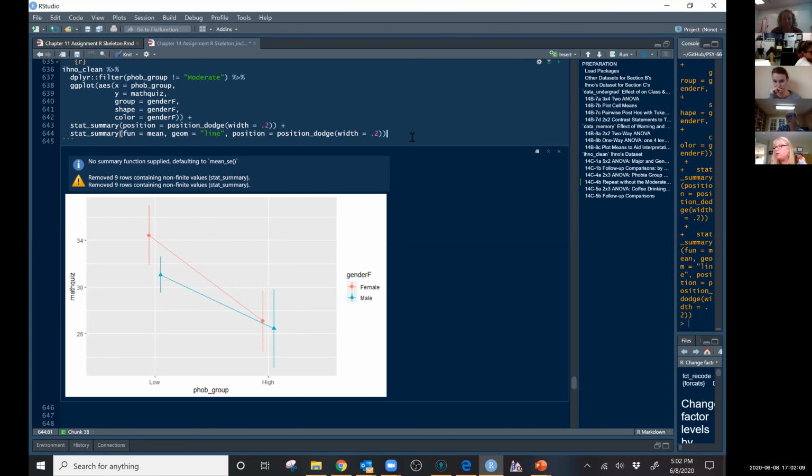So does that still mean no interaction? It looks like no interaction. If anything, they would be ordinal, not disordinal, right? Because on the high phobia, they're almost exactly the same. They're really overlapping almost completely.